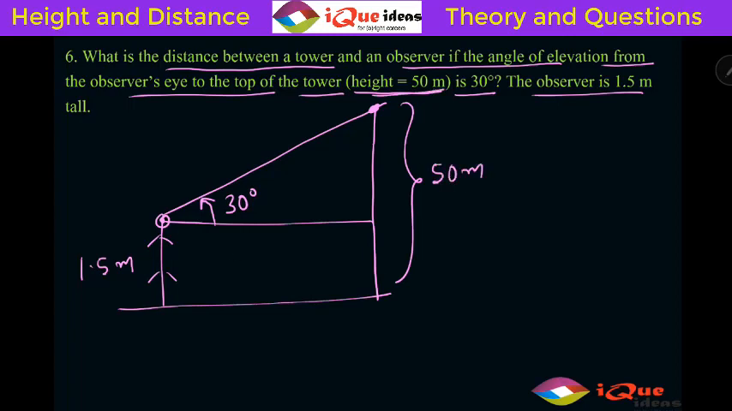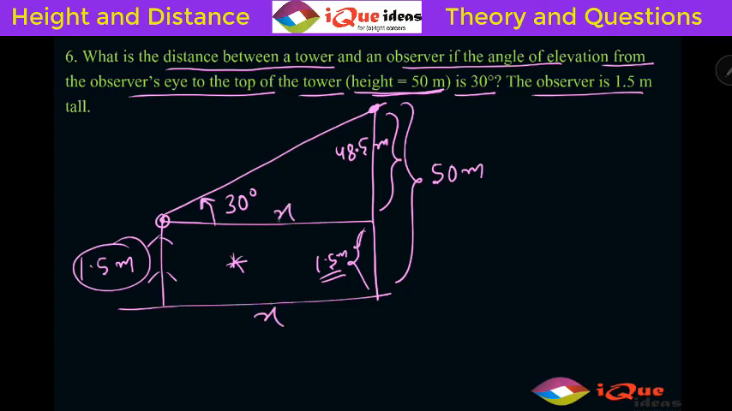Now look at this. This situation is a rectangle. So if this length is 1.5 meter, this length should also be 1.5 meter. Okay. So what will be the remaining length? The remaining length will be 48.5 meter. The remaining upper part of the tower will be 48.5 meter, right? Now look at this triangle. This is 30 degree. Let's say this length is x. These two will also be equal.